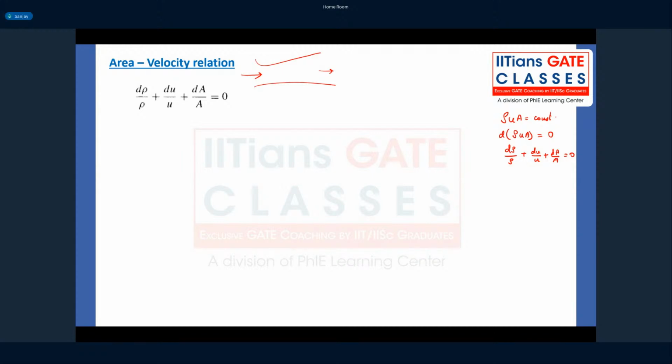Now, if you do a simple algebraic manipulation, you convert dA by A and d rho by rho into known properties like Mach number, and you will get an equation like this, which is known as the area velocity relation. So what does this relation tell you? dA by A is the fractional change in area, and it relates to the change in velocity. It depends on something known as the Mach number of the flow.